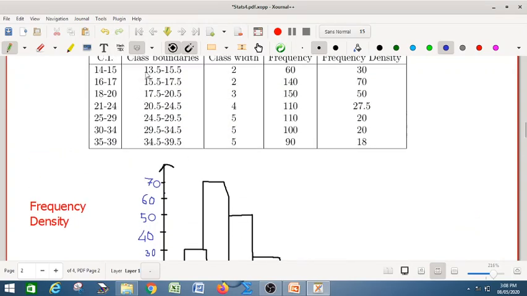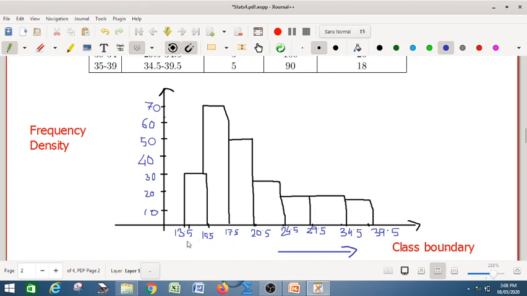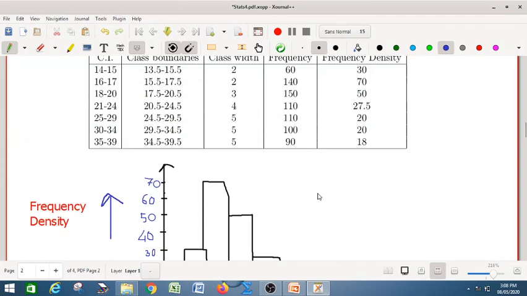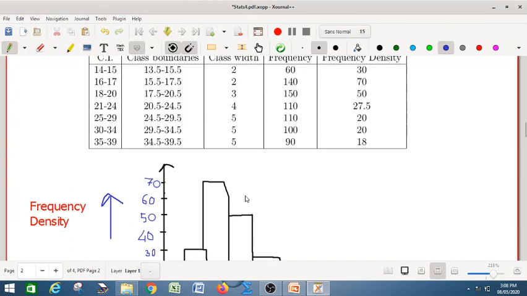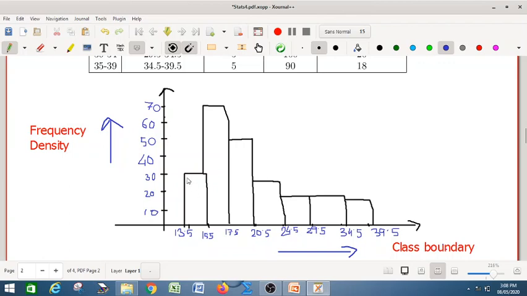Clear? So 13.5, 15.5, 17.5, 20.5, etc. Look at that. Your class boundaries are along the horizontal axis, but your frequency density is along the vertical axis. So now you will calculate. Suppose 13.5 to 15.5, you have the frequency density 30. So look at that, this is your 30. So your width is in this case 2.